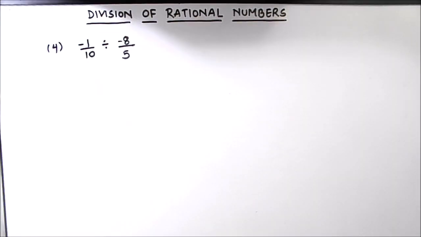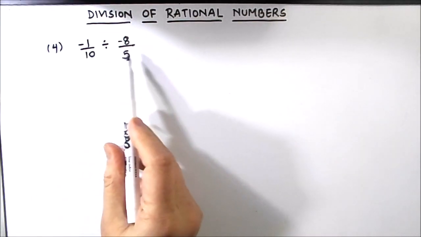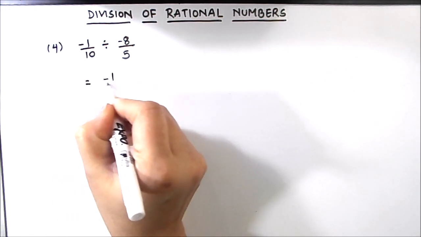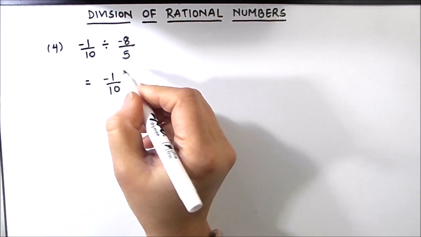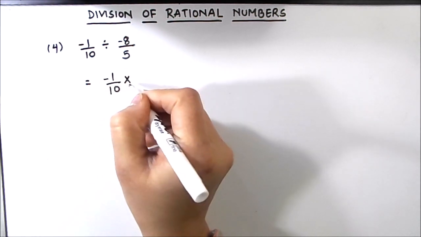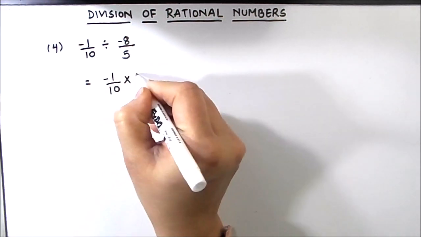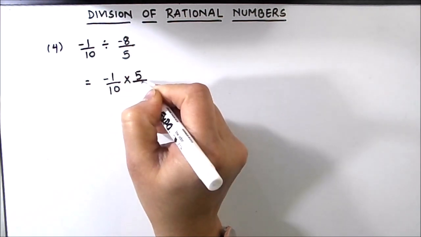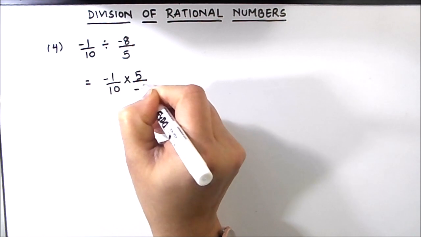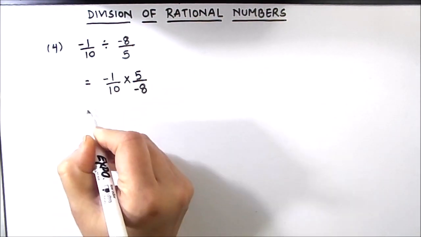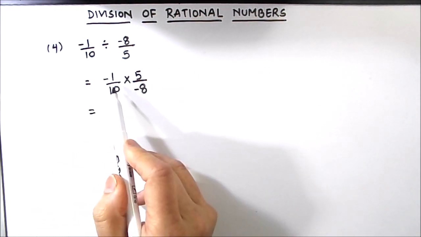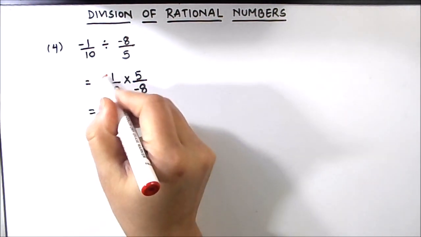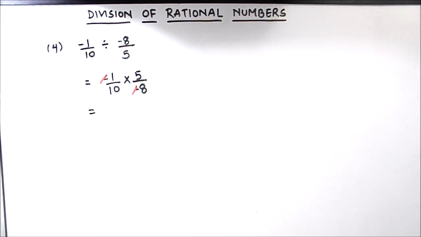Our next example is negative 1 by 10 divided by negative 8 by 15. Now we are going to write negative 1 by 10 as is, and we'll change the division sign into product sign, and we'll take the reciprocal of this number, which is negative 8 by 15. So the reciprocal will be 15 by negative 8. Here too the negative sign in the numerator will get cancelled with the negative sign in the denominator.